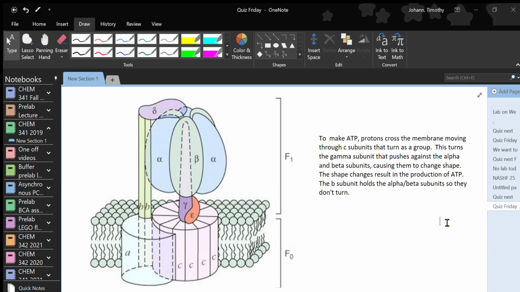In terms of, we've had a lot of questions about what's going on here. You don't even need to be able to name this stuff. These, I don't care about so much, but remember that it's there and it fixes this in place, so it can't turn. You need to talk about C subunits, alpha beta subunits, and this gamma subunit that pushes against them. That's what's important for you to know in terms of what I'll test on.